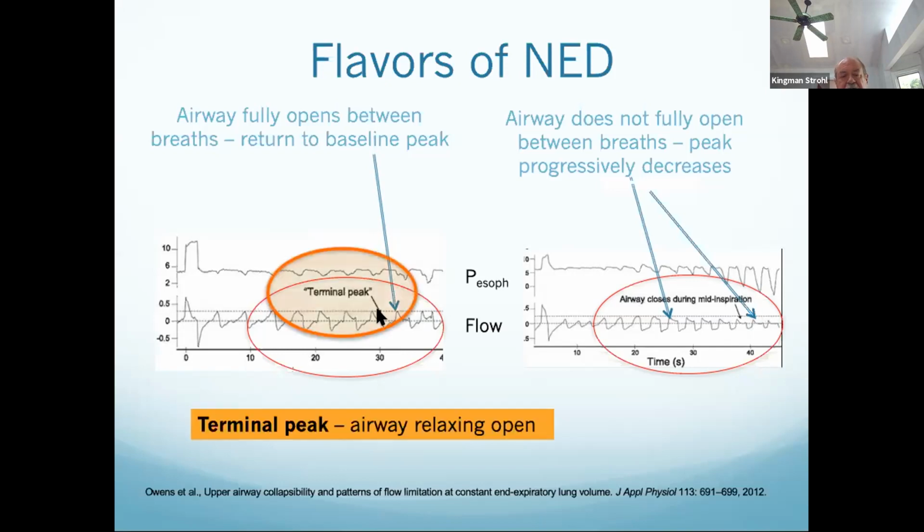So if effort closes the airway, there you go. The airway is relaxing, opening. That negative pressure that you're generating when you're breathing is actually sucking parts of the airway in. And so when you release that negative pressure, it opens up because you're not sucking these bits in.